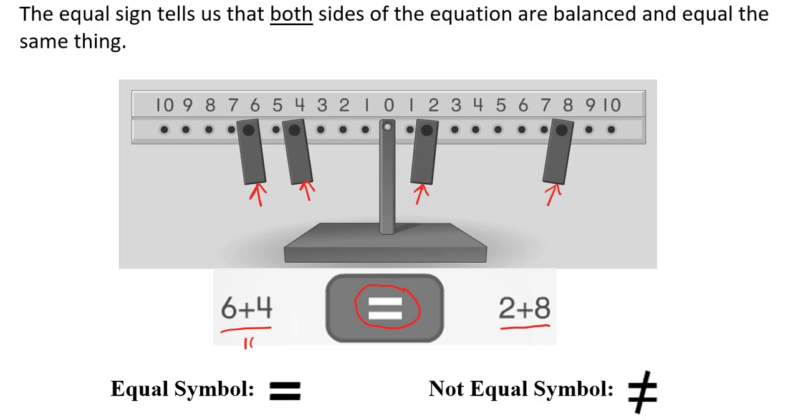6 plus 4 is 10, 2 plus 8 is 10, and so that's a balanced equation. Both sides equal the same thing. And this is just a review of the equal sign. When things are not balanced, then we would use this sign, which means that they're not equal.